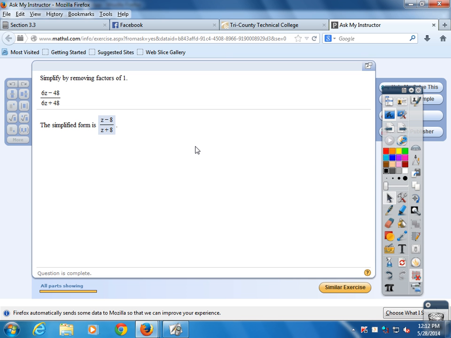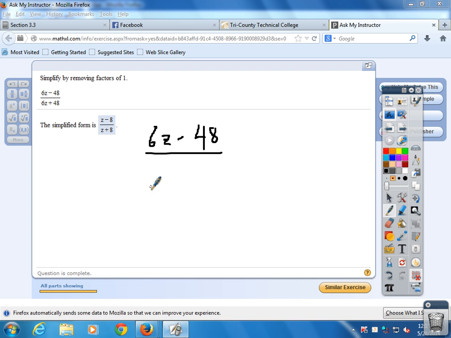6z minus 48 over 6z plus 48. And I'll be writing it out while y'all are doing it. 6z minus 48 over 6z plus 48. All right, somebody tell me what we got.